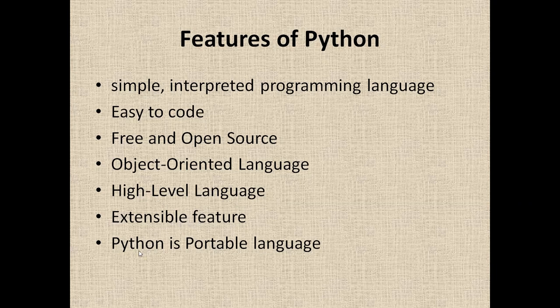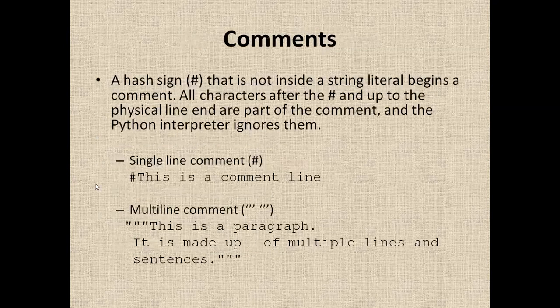Extensible feature. Python is a portable language because if you have written the Python program in one system, you can run that Python program in another system. You will get the same output in both the systems. That's why it is known as portable. You can copy that program and send that program to another system. In another system, if Python is there, you can execute it and you will get the same output. That's why it is known as a portable language.